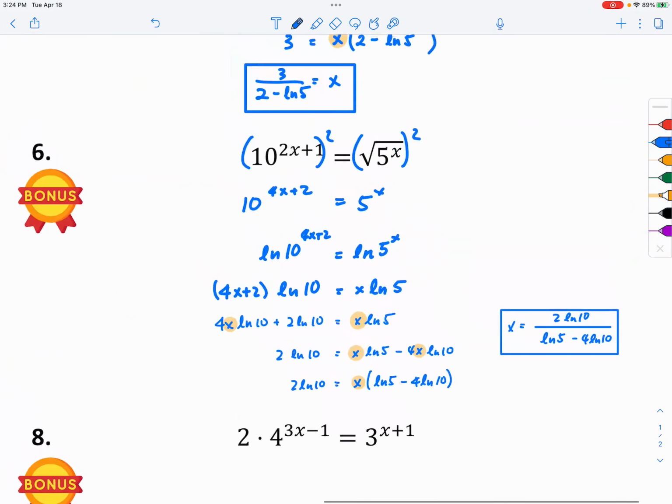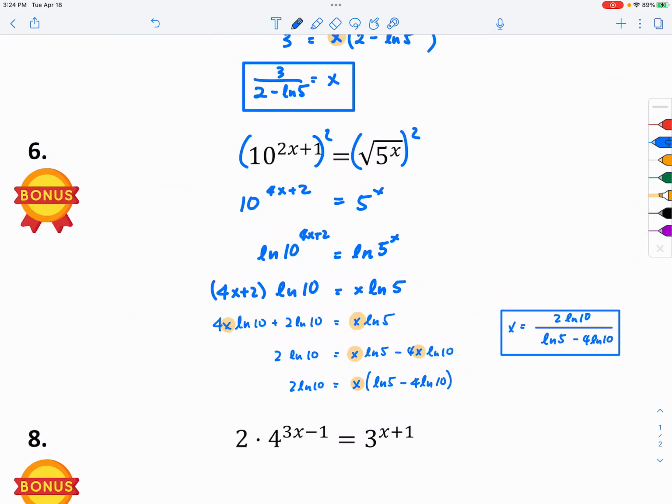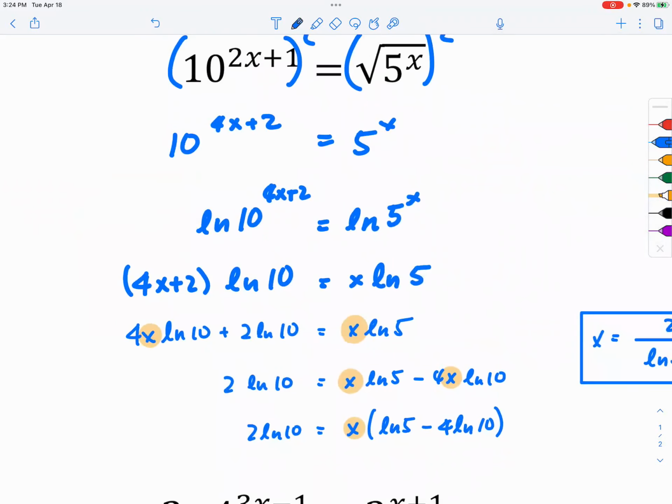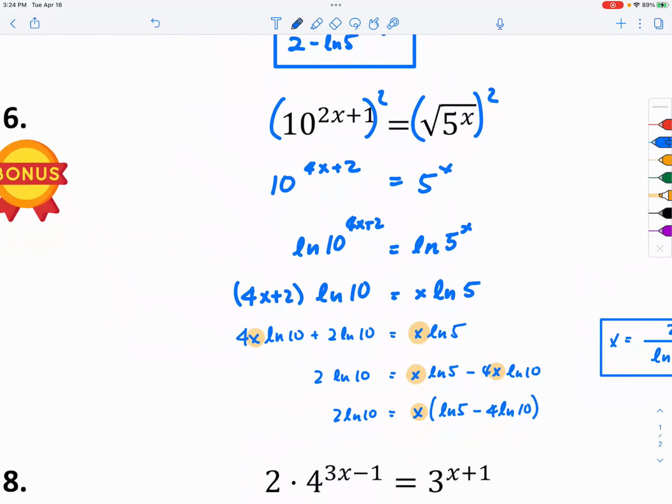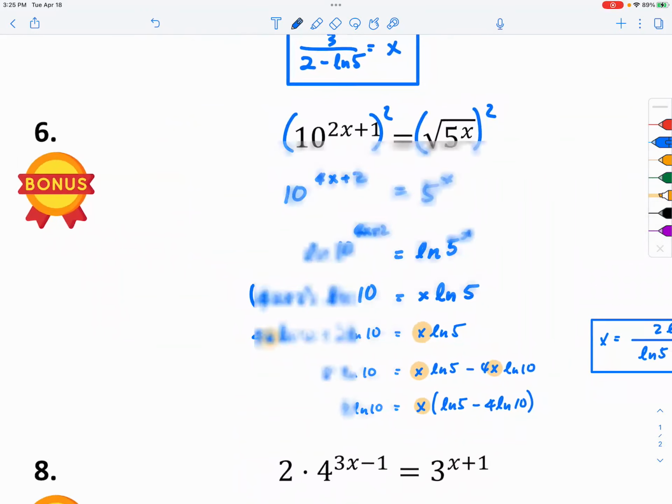So again, as I said, it's not really complicated. It's just that you have to know how to deal with the situation, understanding that log of any number is just a number. So keep your mind focused on getting x by itself, getting x isolated, that is the key, okay? So that's the way to handle number 6.